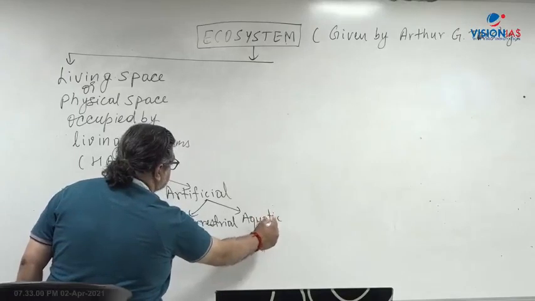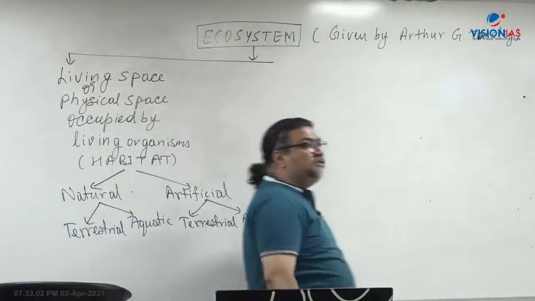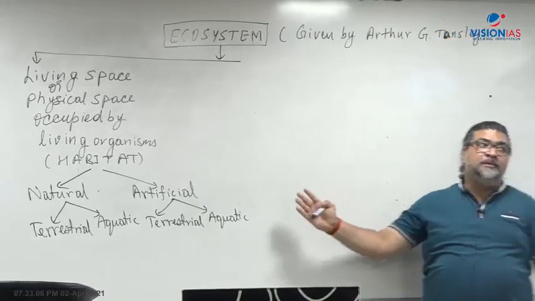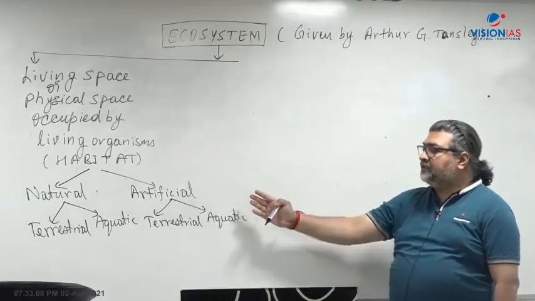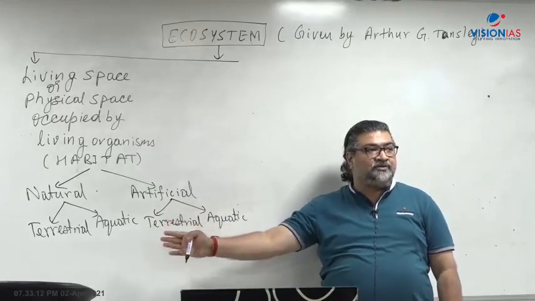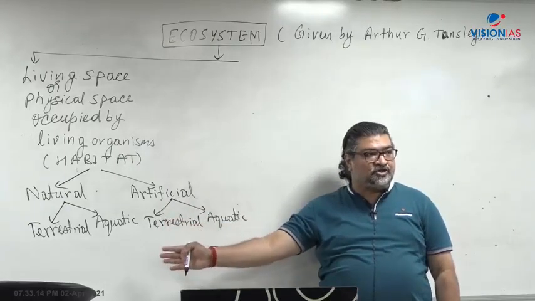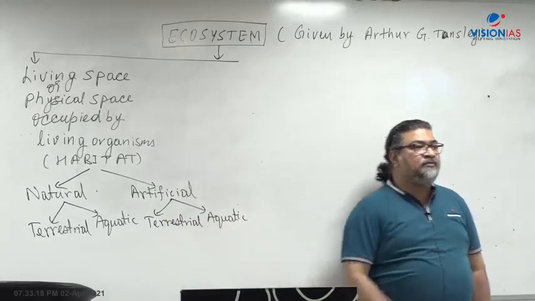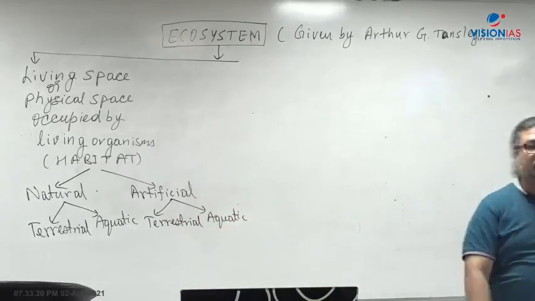Right? So the first understanding of ecosystem is in terms of living place. And there is a classification: natural, which can be terrestrial or aquatic. Aquatic can be freshwater or saline, saltwater or brackish. In the same way, artificial can be terrestrial and aquatic. Aquatic can again be freshwater or brackish. Let's look at a question here.